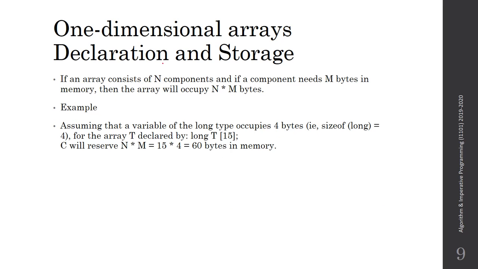How will we declare and store? If we have n components in the array, and each component needs m bytes, depending on the type of the array, then in total the array will occupy n multiplied by m bytes. Let's take an example. Suppose here we have an array of long t[15], and let's suppose that the long type is equal to 4 bytes. We have 15 elements, so we multiply 15 by 4, and so in memory we'll need 60 bytes.